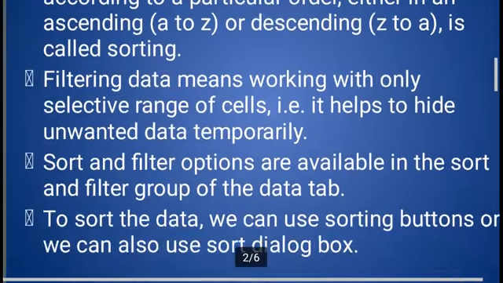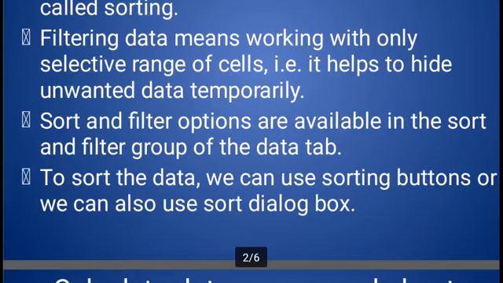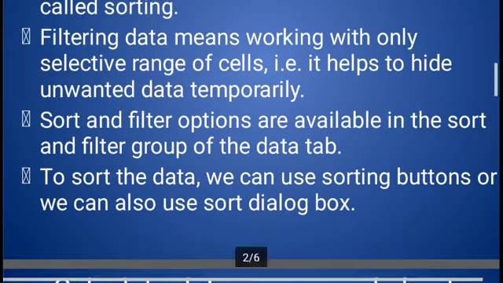Okay, these sort and filter options are available in the Sort and Filter group of the Data tab. First we move to the Data tab, where you can see the sorting and filtering options. To sort the data we can use the sort buttons, or we can also use the Sort dialog box. So we have another way to perform the same thing. But in the Sort dialog box we have multiple options. Advanced options we can use.